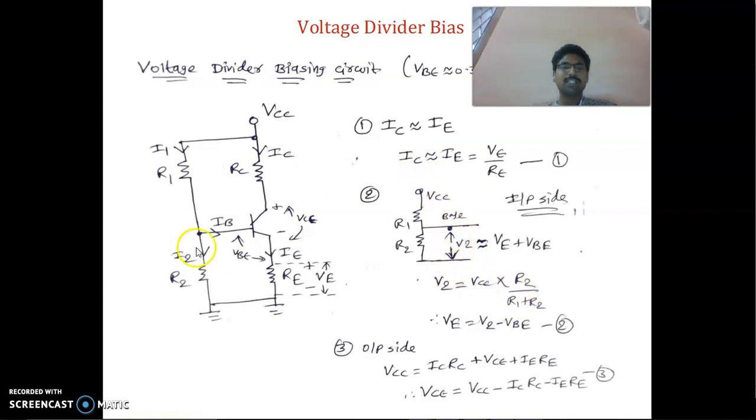This voltage is nothing but the VBE voltage plus IE RE, that is VE. So VE can be calculated as V2 minus VBE. Here V2 can be obtained from this, VBE is 0.3, a known value, so we can calculate the VE. Substitute the VE here and you can get the IC value.